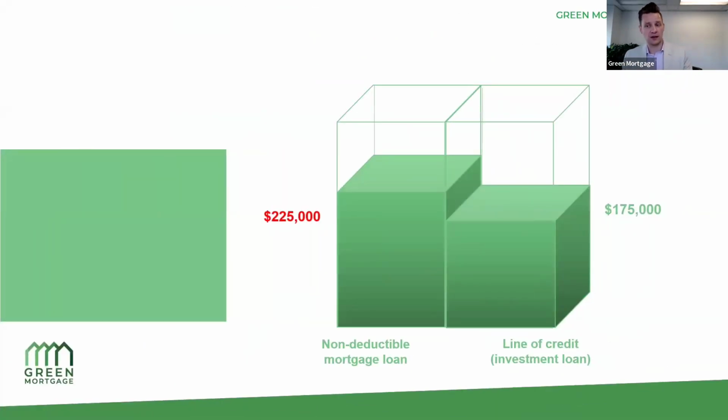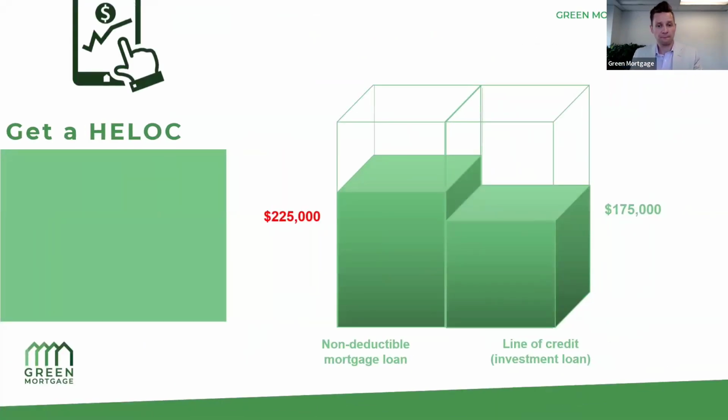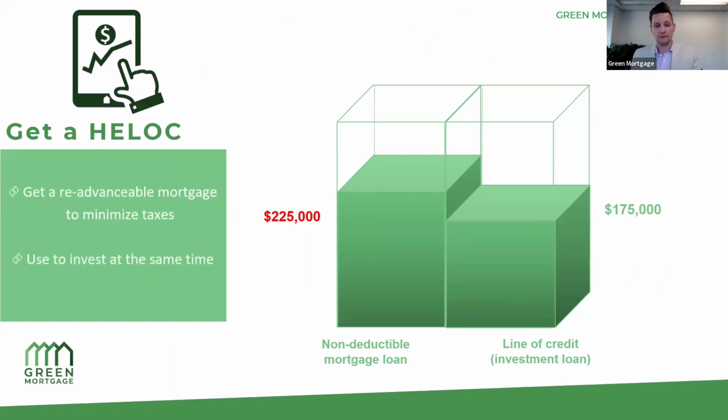if you had a property that was worth $500,000, you can get up to 80% of the property value available to you in credit. Over time, if you had a $400,000 mortgage on a $500,000 property and you paid down the mortgage to $225,000, that would mean that the line of credit limit would increase to $175,000, because both of these combined is $400,000 of total credit.